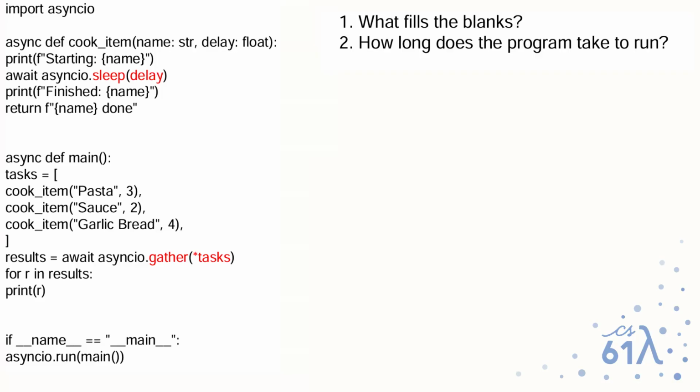Gather doesn't take lists, right? It only takes the concurrent objects. So that's why you would do the star here on the tasks list.